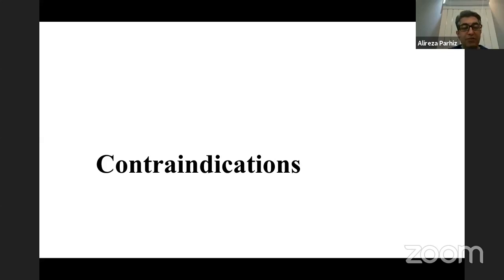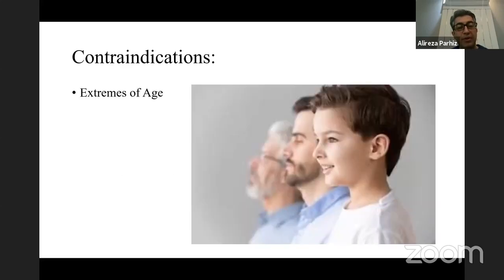As we have some indications, we also have some contraindications for removing the third molar. One of them is the extreme of age. It means that in very young patients, less than 15 years old, we prefer not to do surgery. As a general rule, the best time to remove the third molar is when two thirds of the root is completed. Otherwise, we prefer not to do the surgery. If the root is not completed, removing the impacted tooth will be very difficult and more destructive.